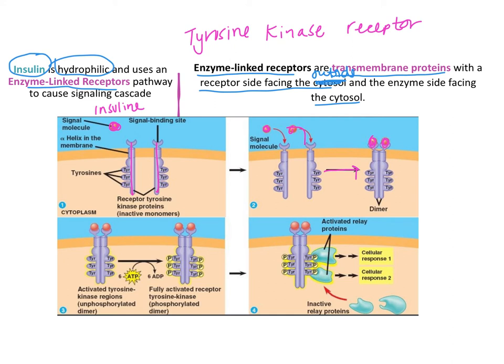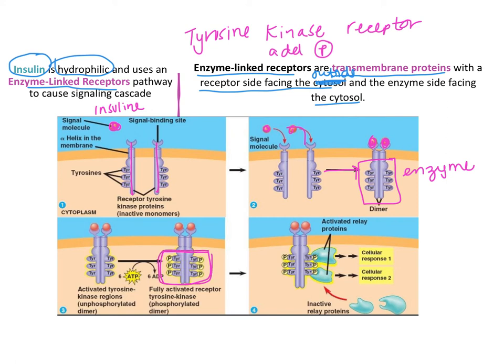So it's binding on the outside of the cell. The dimer pieces come together, and now the inside piece of the cell, the enzyme, is fully formed and can catalyze a reaction. And the reaction that it catalyzes is to phosphorylate a bunch of tyrosines on itself, hence tyrosine kinase. Kinases add phosphates. So a tyrosine kinase adds phosphates to tyrosines.